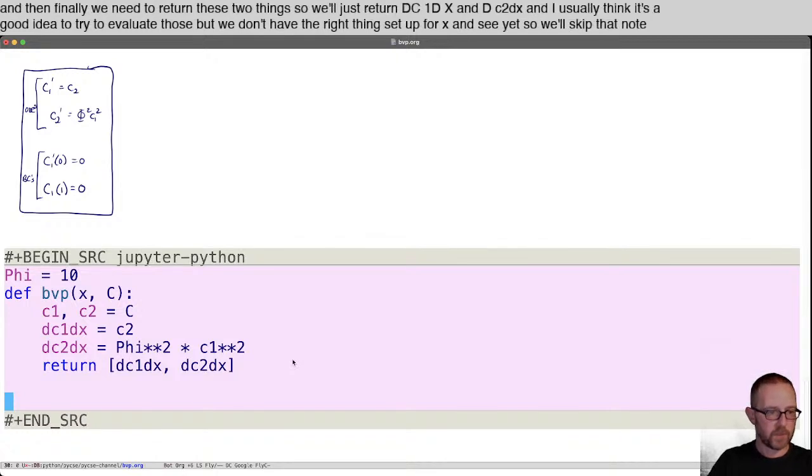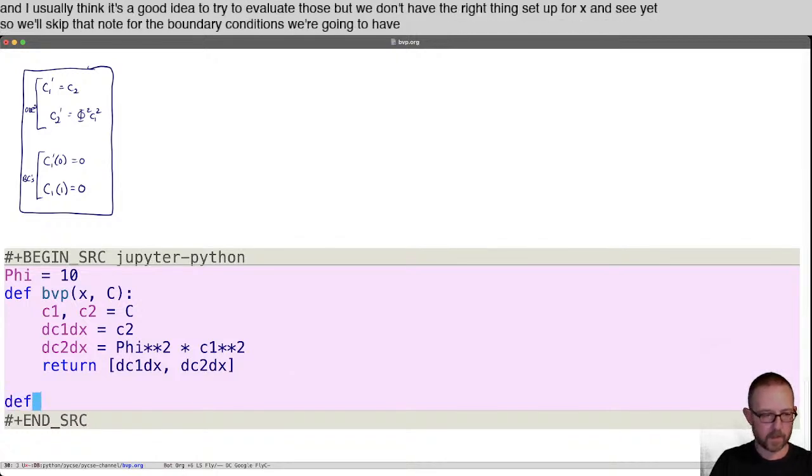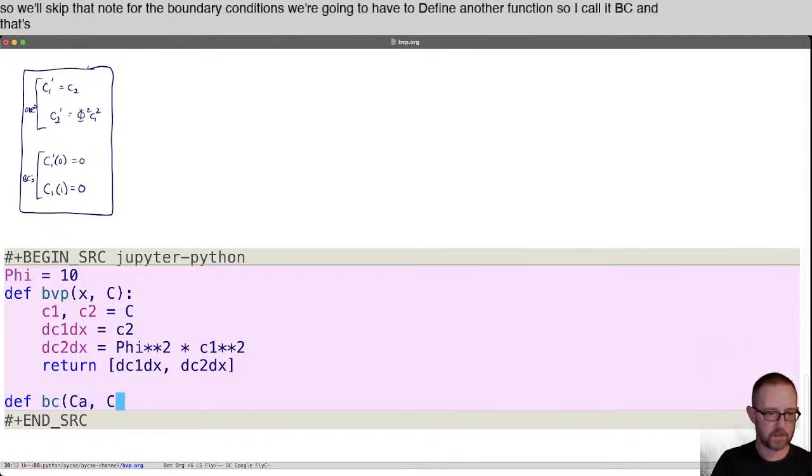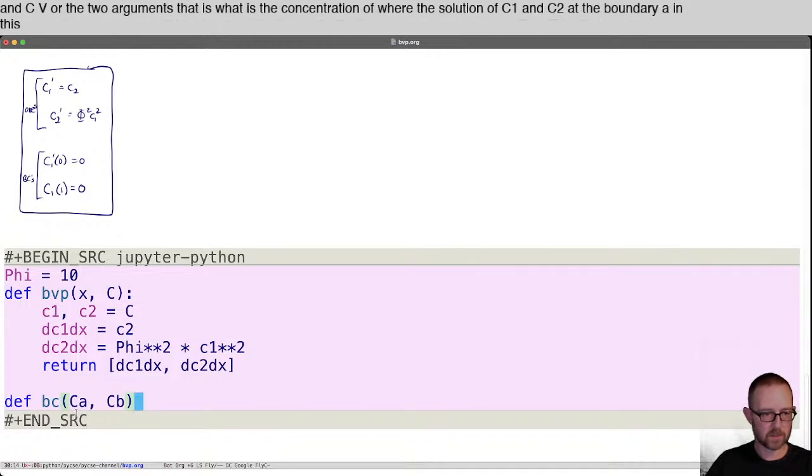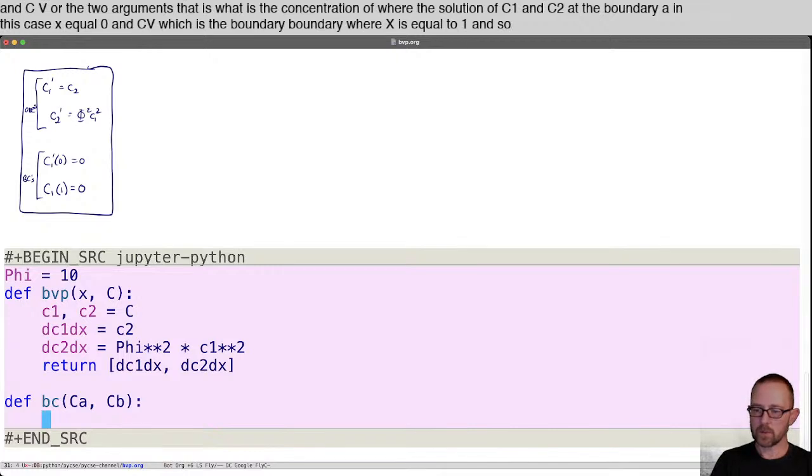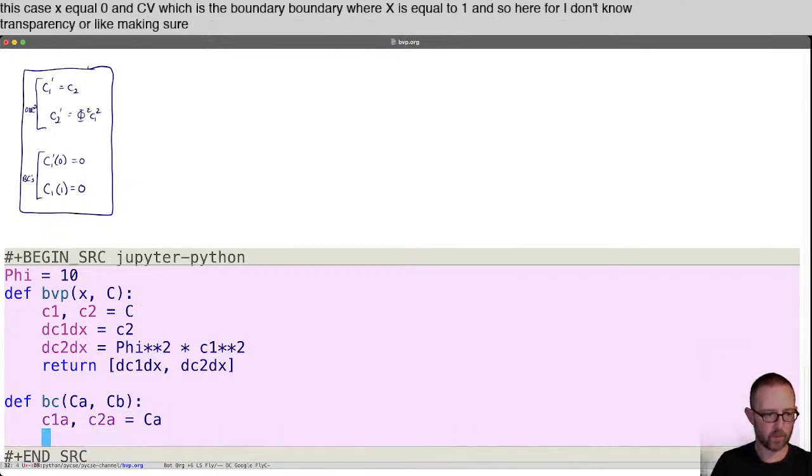Now for the boundary conditions, we're going to have to define another function, so I'll call it BC, and that's called as CA and CB are the two arguments. That is, what is the concentration or the solution of C1 and C2 at the boundary A, in this case x equals 0, and CB, which is the boundary where x is equal to 1. And so here, for transparency or making sure I remember what we're talking about, I almost always do this.